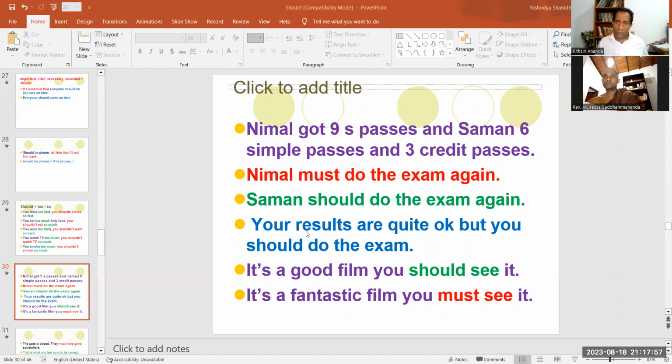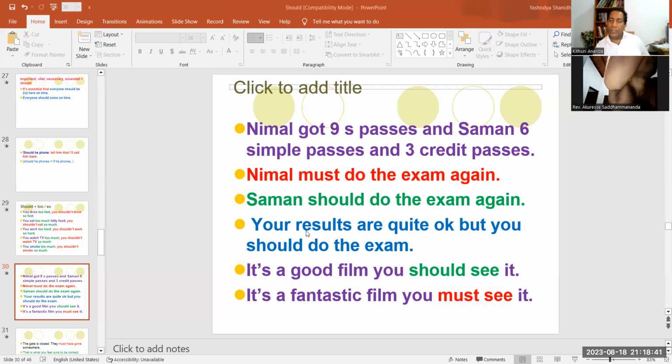Now, actually, Saman can go to the A-level class and sometimes he can do art. So, most probably he can follow art subjects having these results, 3 credits and 6 simple passes. But we advise him, or we make some sort of idea in the form of a suggestion. Saman should do the exam again. Because it is better if he does the exam again. It is better if he retakes the exam. It is advisable if he resits for the exam.